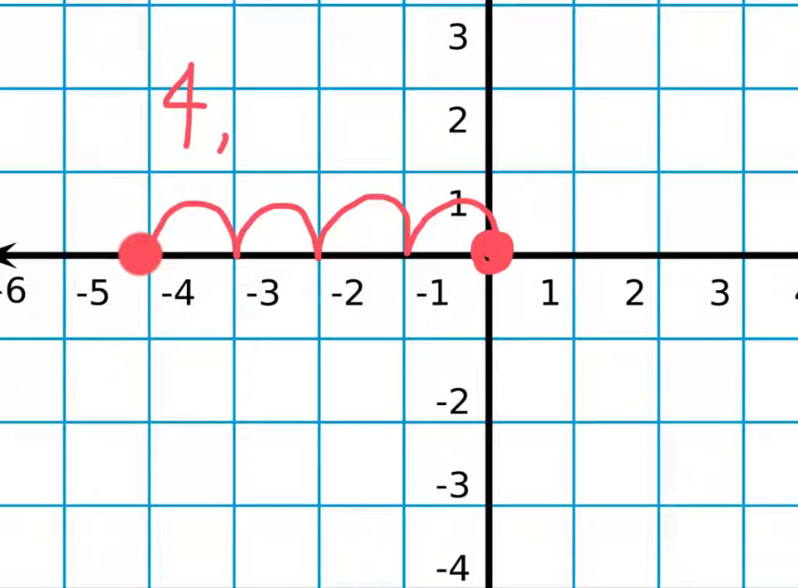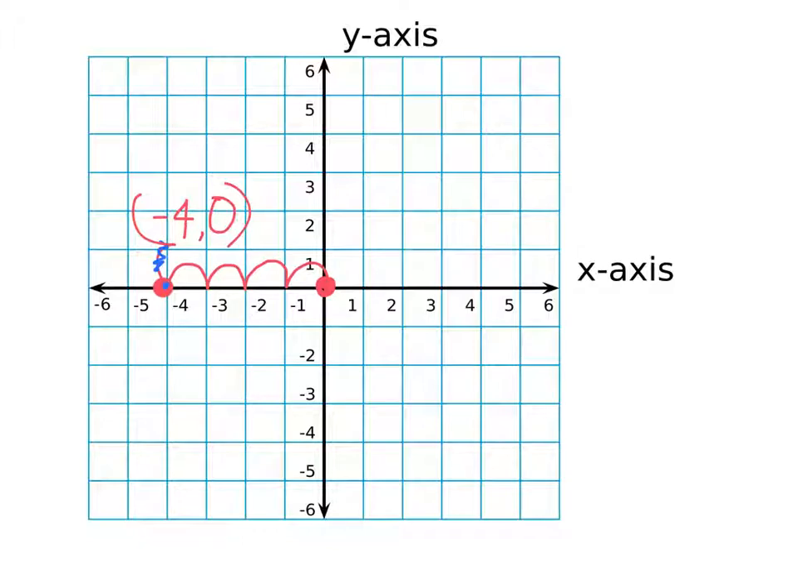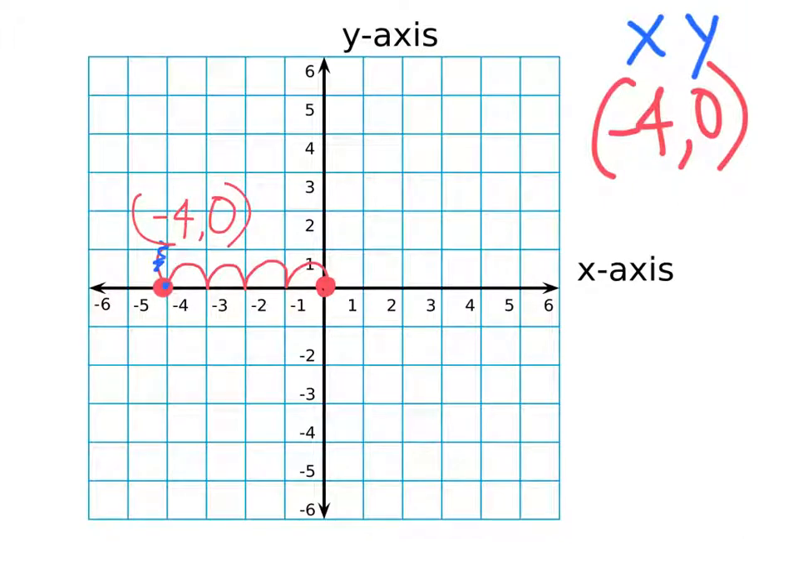And then we need to count up or down. Because it's on this line, we can't count up. If we counted up, it'd be right there, but that's no good. That doesn't make sense. We can't count down either. It's right there on the line. So it's going to be negative 4, comma, 0. The coordinate for this is going to be negative 4, comma, 0. And there's one more thing that we need to remember: the first number always stands for the x-coordinate, and the second number always stands for the y-coordinate. Let's try a few more of these.